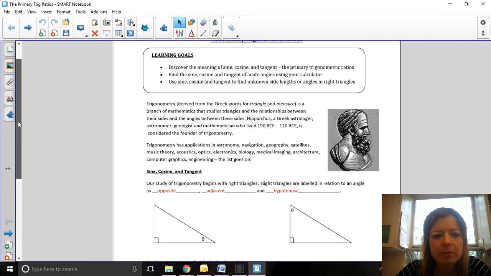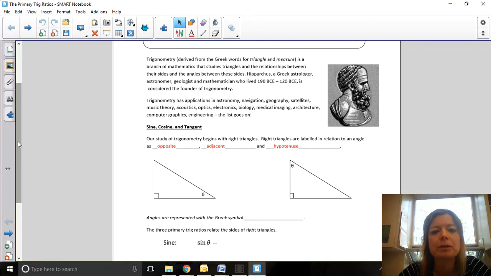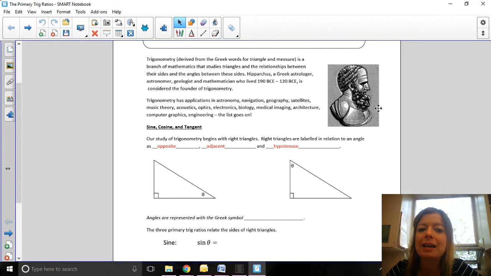So trigonometry is derived from the Greek words for triangle and measure. So it's a branch of mathematics that studies triangles and the relationships between their sides and the angles between the sides. So Hipparchus, this is this handsome dude right here. He was a Greek astrologer, astronomer, geologist, and mathematician who lived a long time ago. So before Christ was even born. And he's considered the founder of trigonometry.